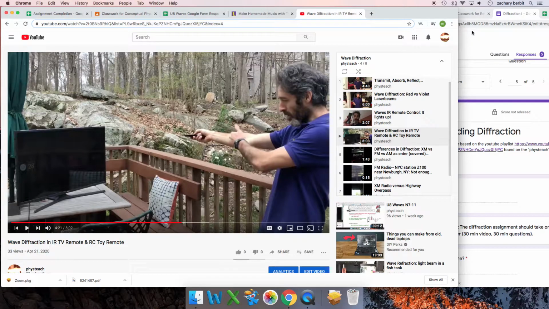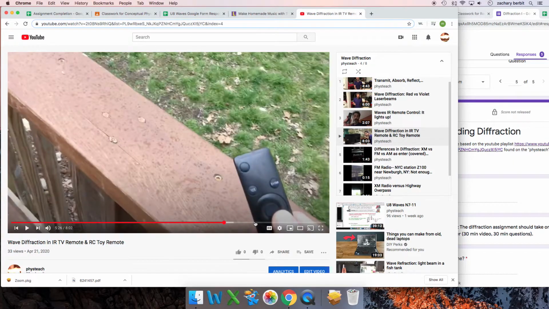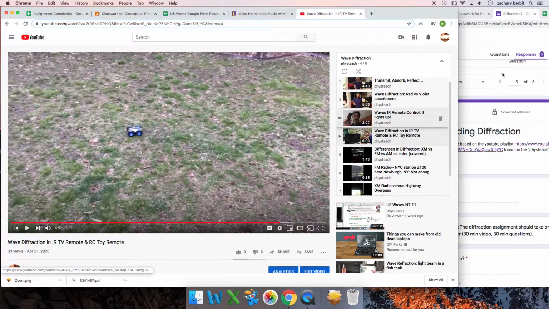All right. Later on in this video, we actually had a little car come in the scene. When the car came on the scene, we discovered this was an RC, what people think sometimes is remote control. No, it's actually radio control. So, note 5, RC toy remotes use radio.